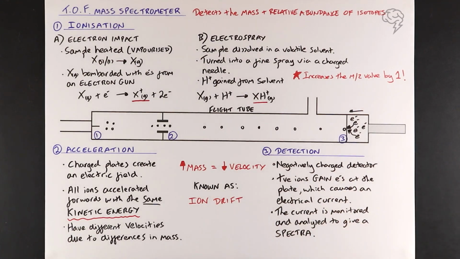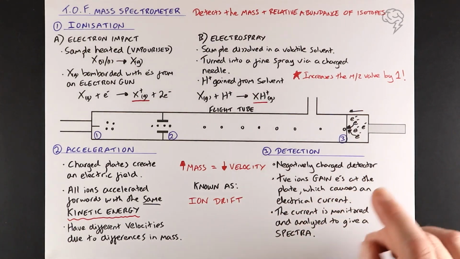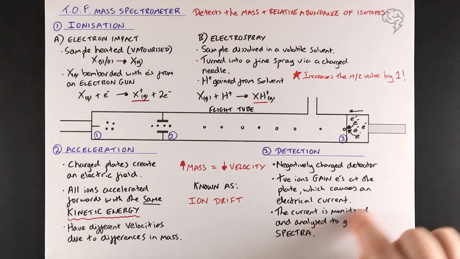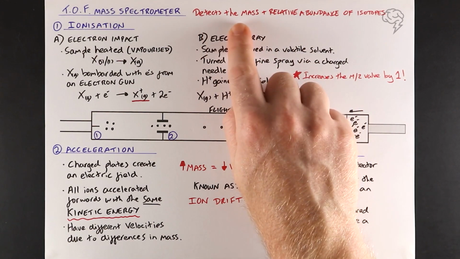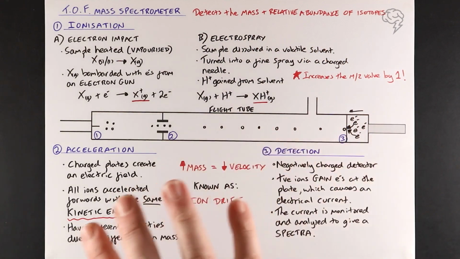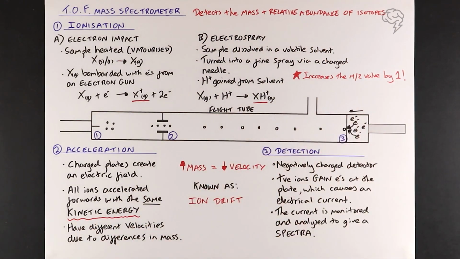We don't need to know how or why or the computer wizardry behind it. We just need to know that it does. And it's monitored and analyzed to give our spectra. And that is what gives us the mass and relative abundance of each of those individual isotopes that have been separated out in the flight tube.